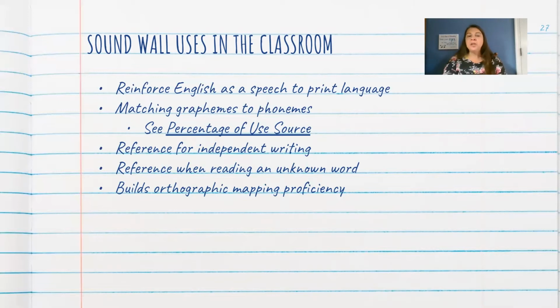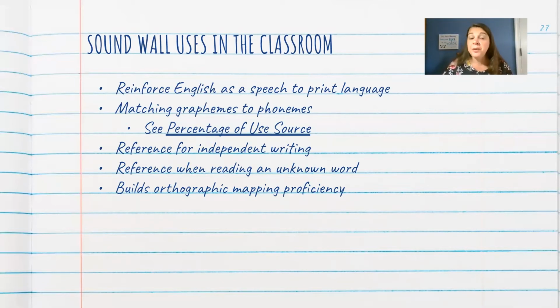The sound wall is a great reference for independent writing. So when students are trying to write something in their journal or for an assignment and they want to write a word, but they're not sure what grapheme to use for the sound that they hear, they could think about the features of that sound in their mouth. They could go to the sound wall, find the picture that represents that sound, and then they could look for graphemes that the class has together listed underneath that sound.